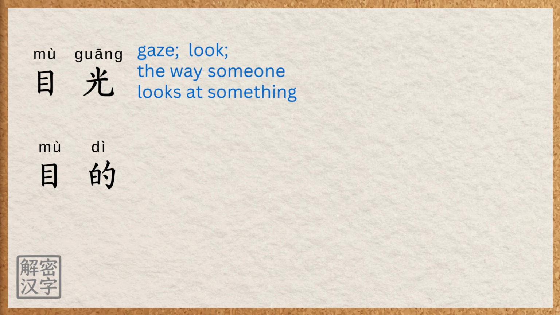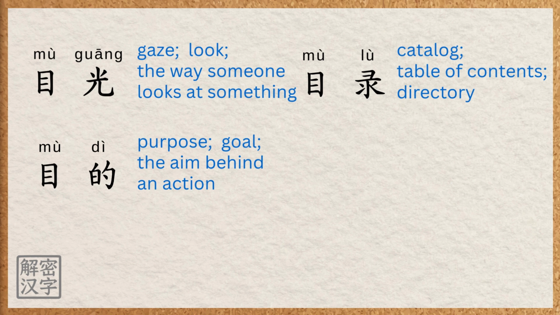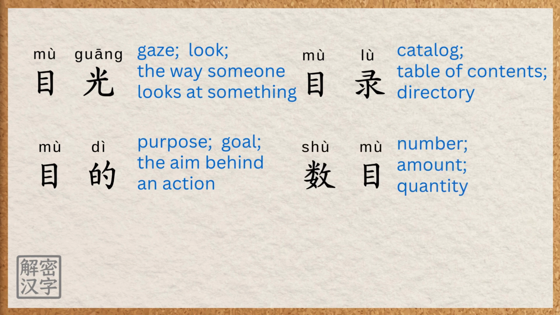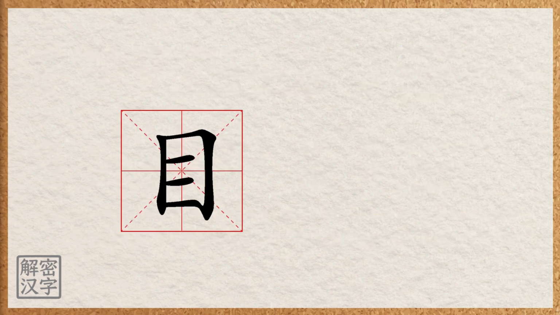目的 means purpose, goal, the aim behind an action. 目录 means catalog, table of contents, directory. 数目 means number, amount, quantity. When you look at these examples, you can notice how mu carries the idea of seeing, viewing, or focusing on something. Now let's practice reading it.